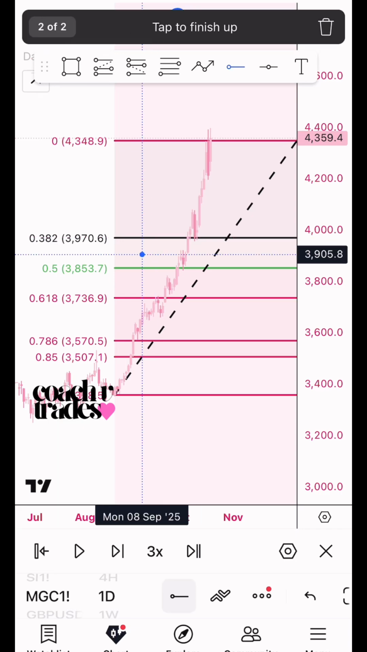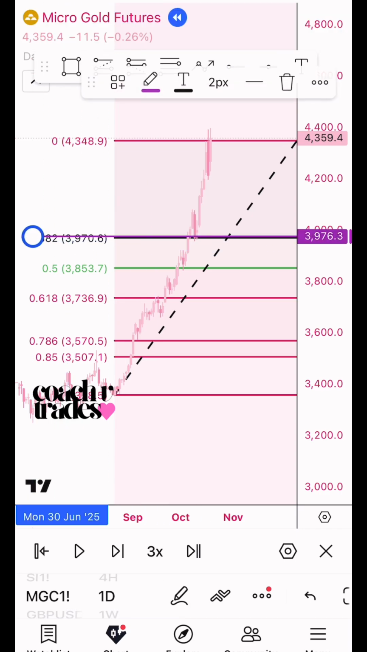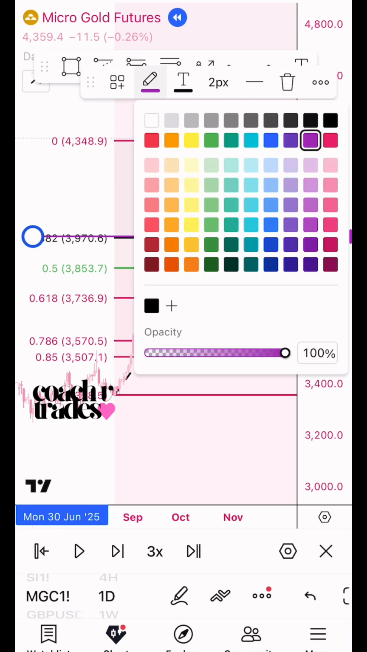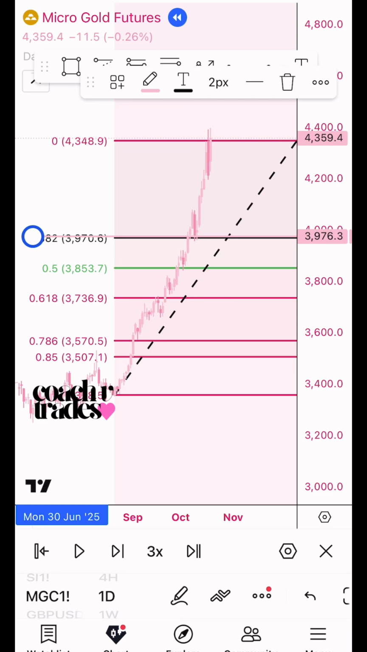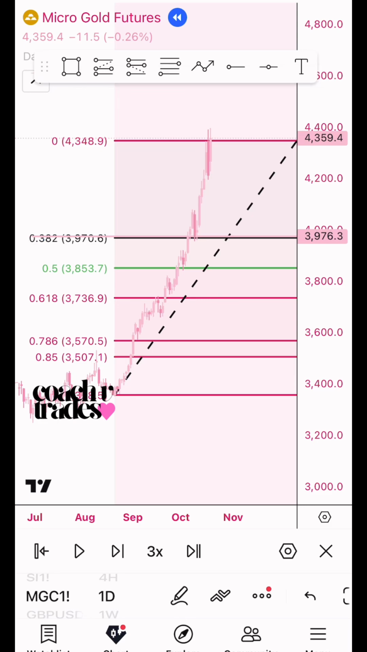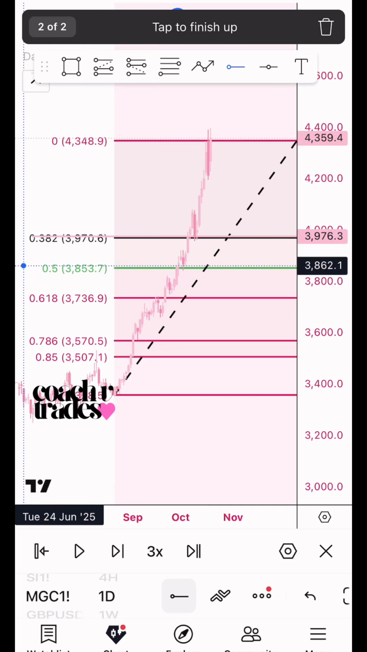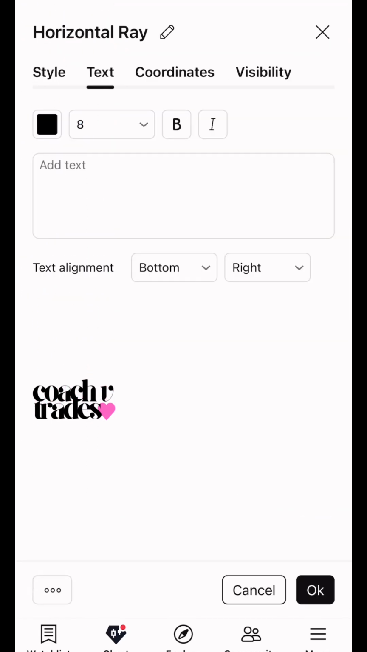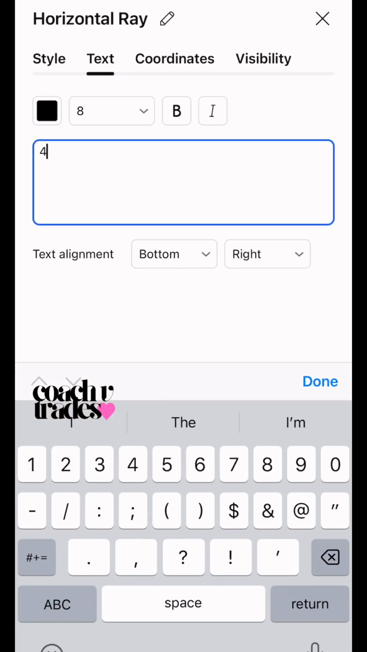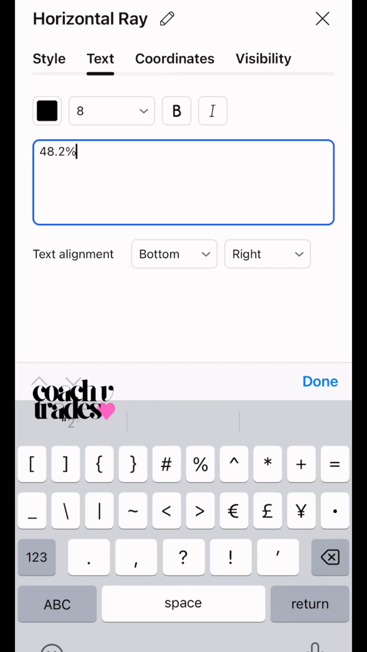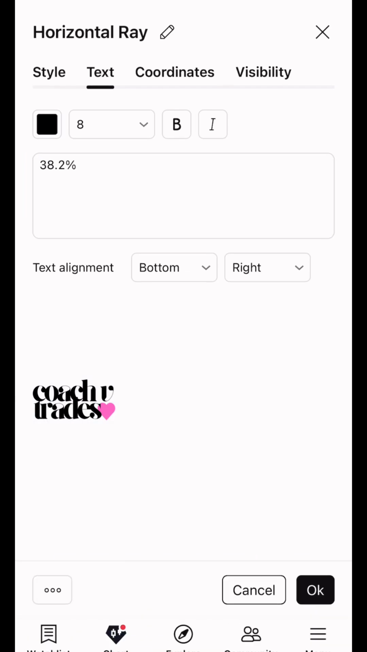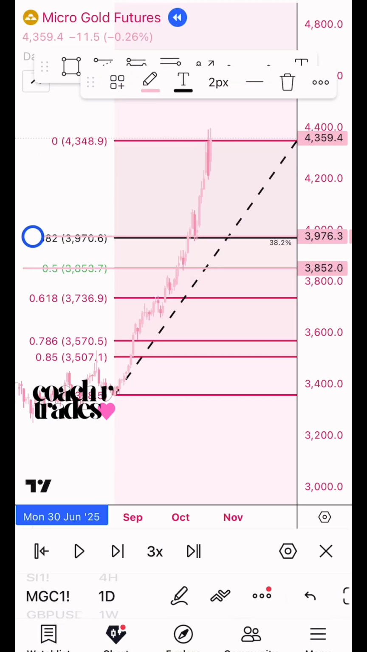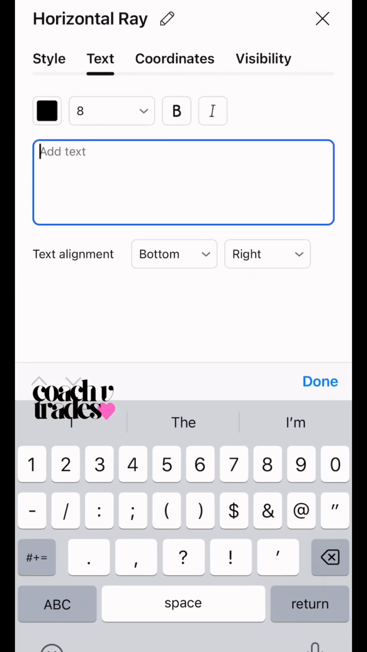So what I'm going to do, I'm going to draw a line here. I'm going to make this line pink, of course. And that's basically me marking the pullback zone of that area, right? Then I'm going to draw it at the 50%. I'm just doing this so you all can see. I'm going to do 38.2%. Boom. And then this will be my 50%.